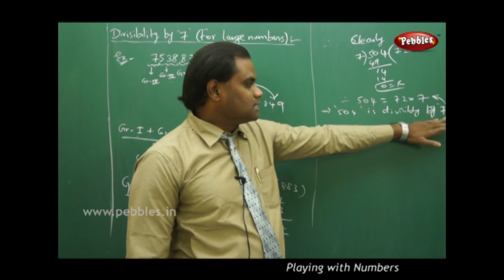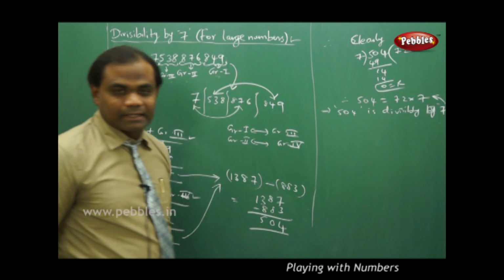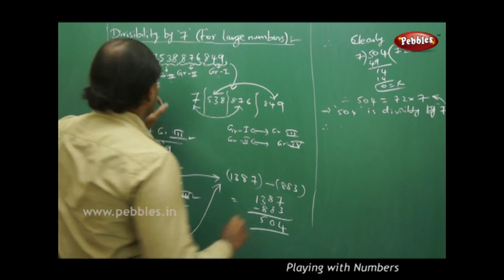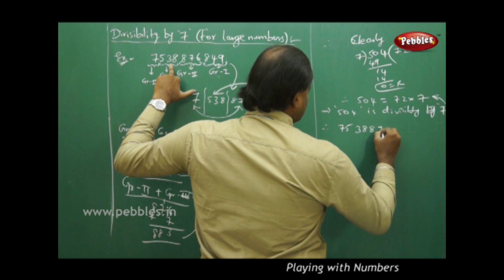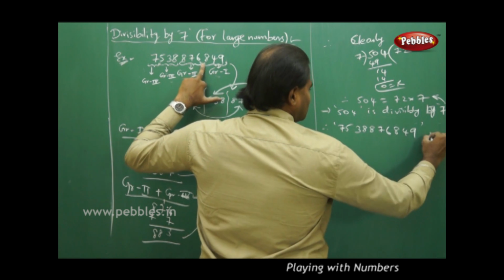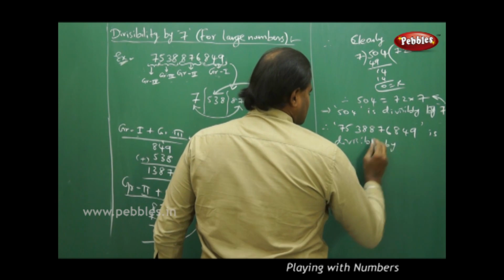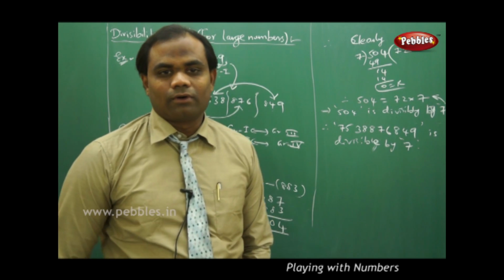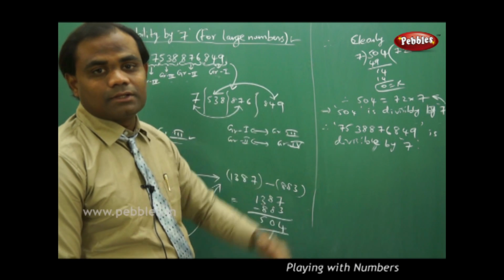So when this number is divisible by 7, the number as obtained through all the steps, then indirectly I can say that, therefore, the 10-digit number which is given here, 7538876849, is divisible by 7 using the divisibility process for 7 by using this concept for very large numbers.